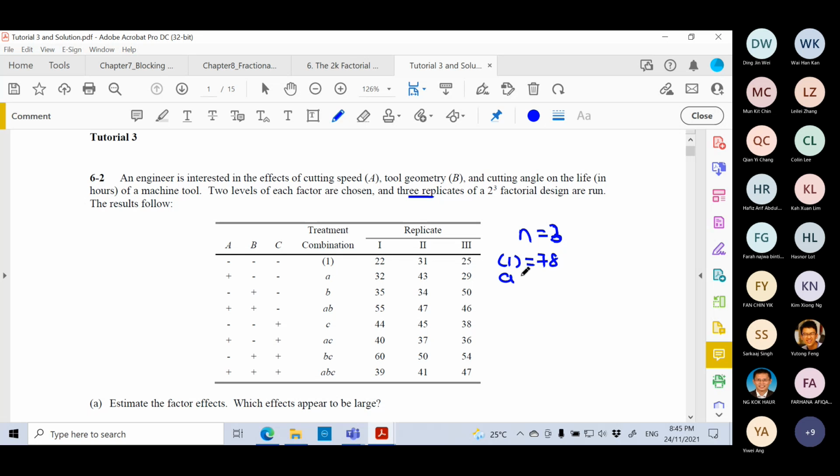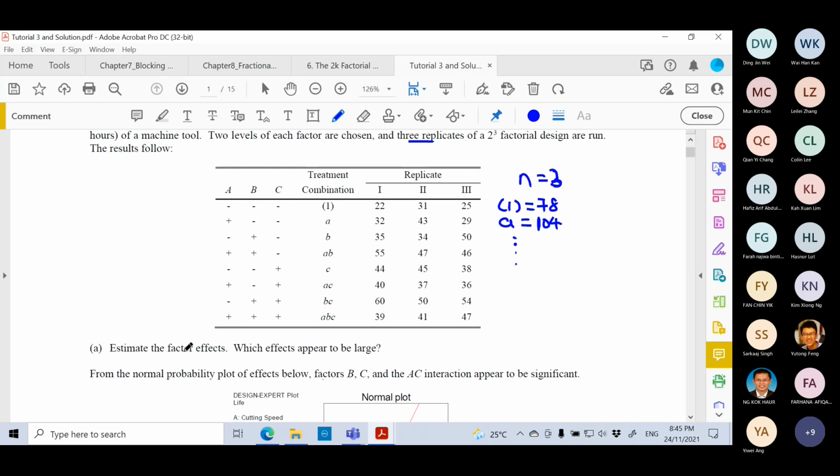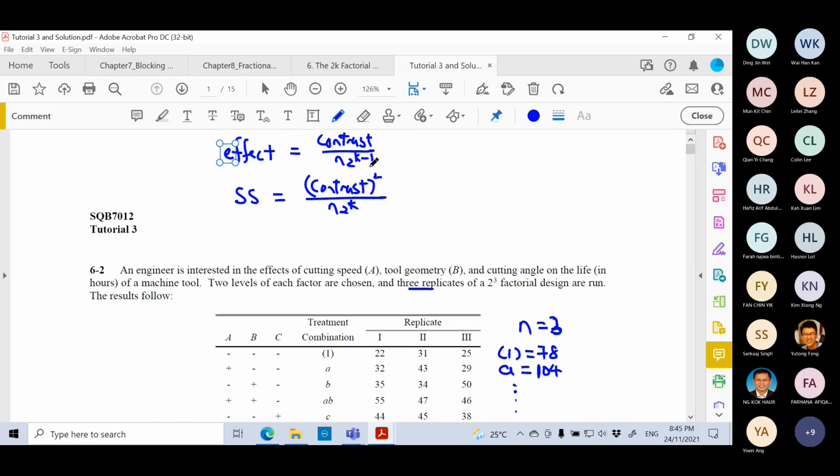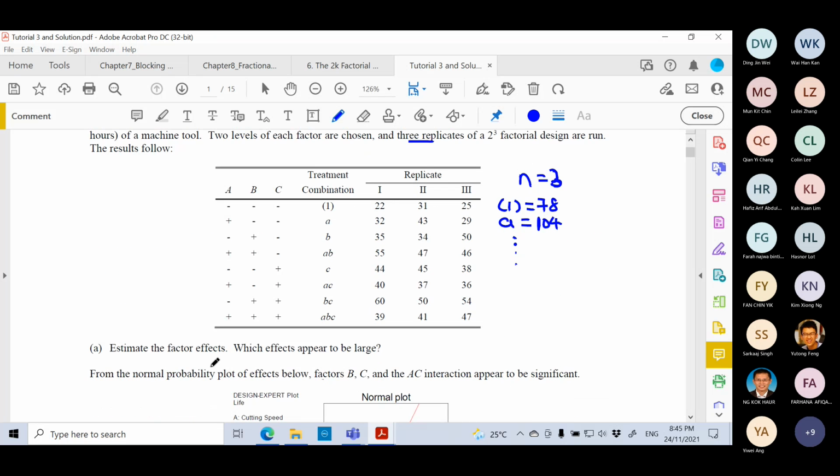The A here means the total for all: 32, 43 plus 29. You get 104. Okay, and so on. This one stands for the total. So from here, the first one asks you to estimate the effect. Of course, to calculate the effect of A, you just base on the sign here, then divide by n times 2 to the power k minus 1. Then you can get your effect of A.